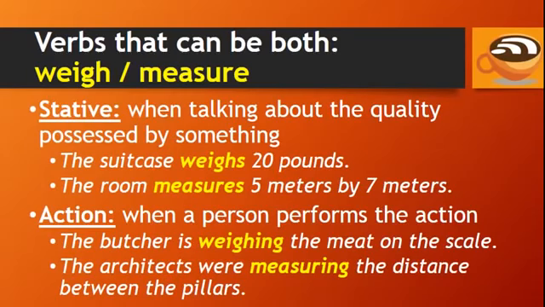Finally, weigh and measure are stative when talking about the quality possessed by something. For example, the suitcase weighs 20 pounds. The room measures 5 meters by 7 meters. And they are action verbs when a person performs the action of doing it. For example, the butcher is weighing the meat on the scale. The architects were measuring the distance between the pillars.